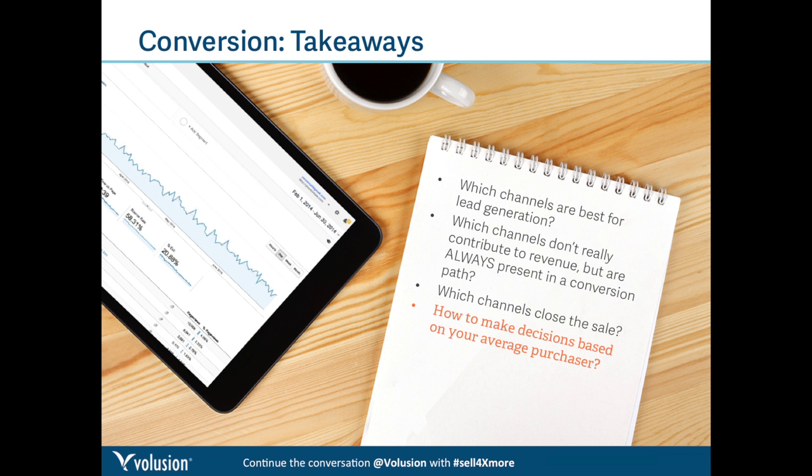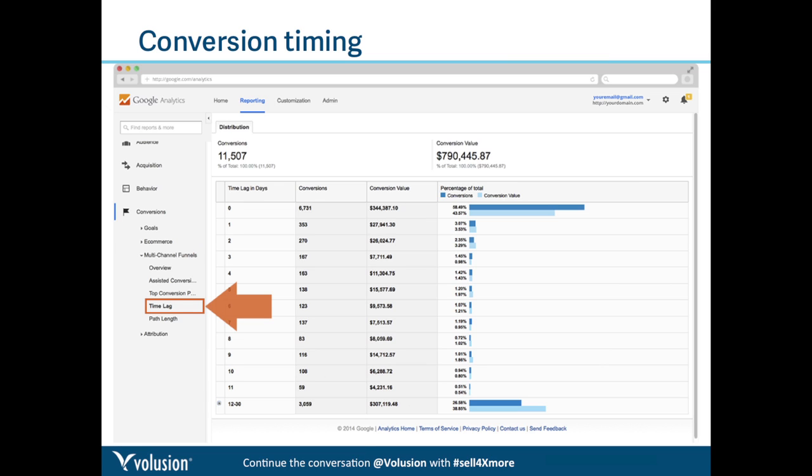And then last, how to make decisions based on your average purchaser. Are your customers quick to buy, or do they take their time? By looking into this data, you can find when the average customer is most likely to convert. This is also great information if you're running a remarketing or an email marketing program. For example, you may learn that your second highest conversion time is 12 days after entering the site.